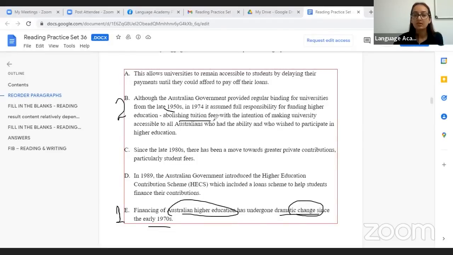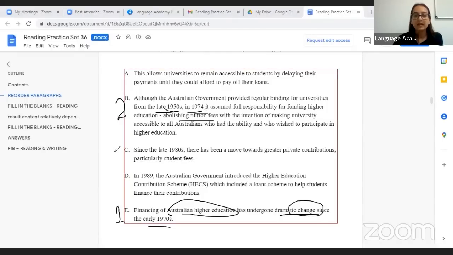That is, they abolished the tuition fees with the intention of making university accessible to all Australians who had the ability and who wished to participate in higher education. So this is the story starting. Although it was happening from 1950, in 74 they took the full responsibility. And then it was just going with the timeline that they gave us.